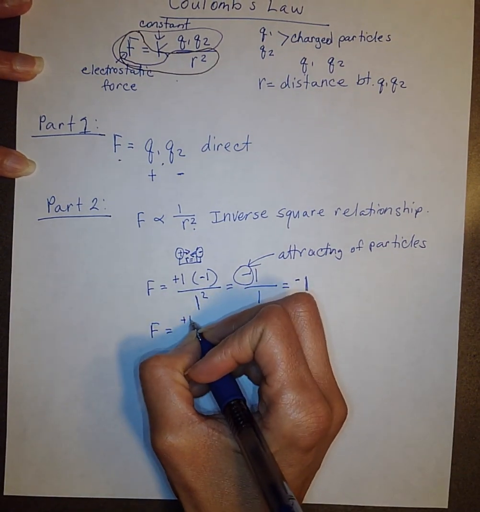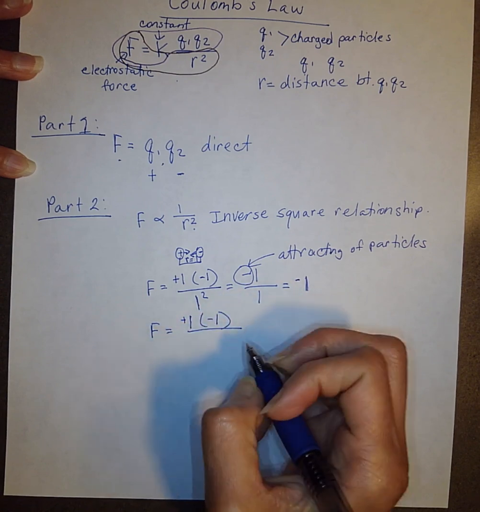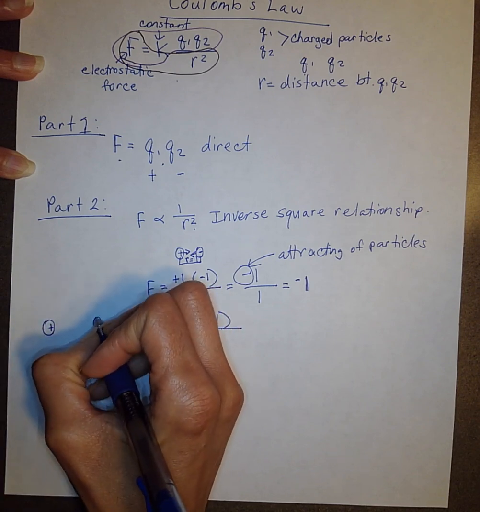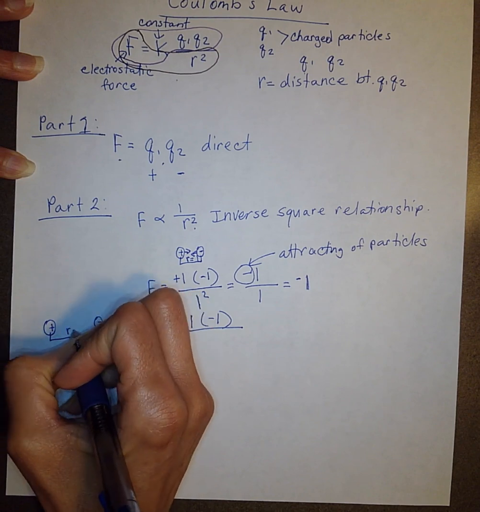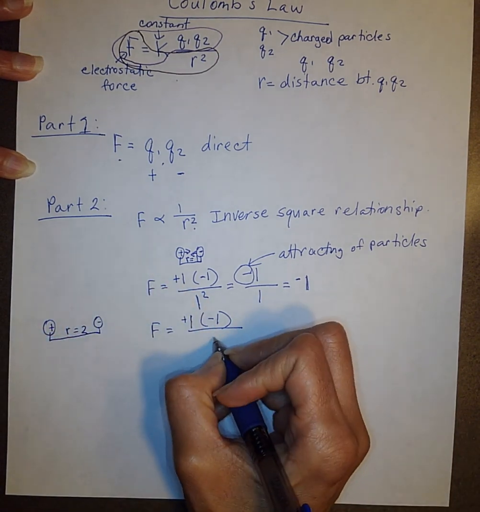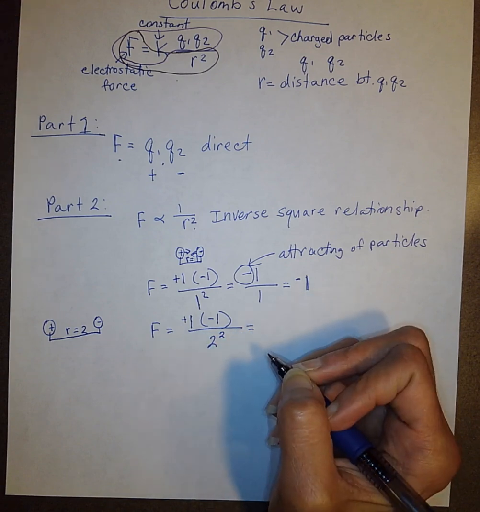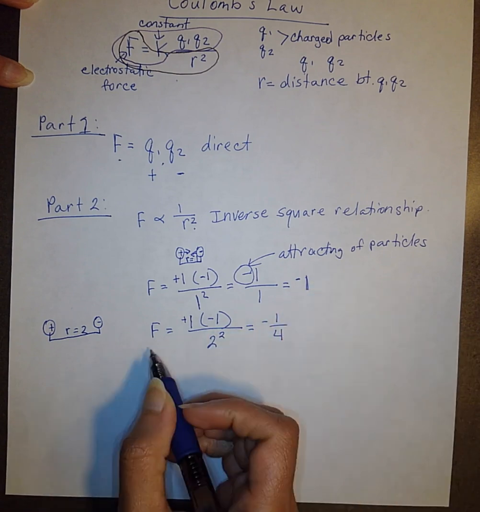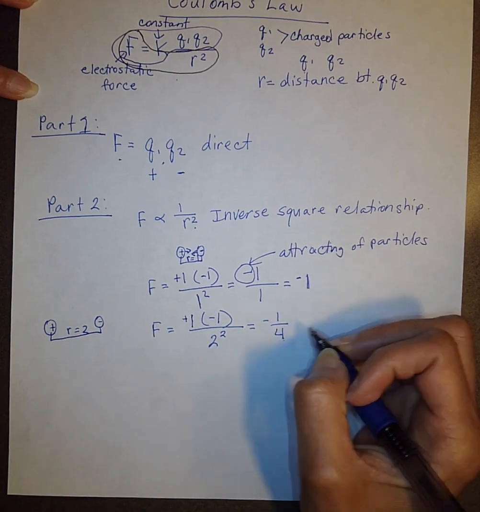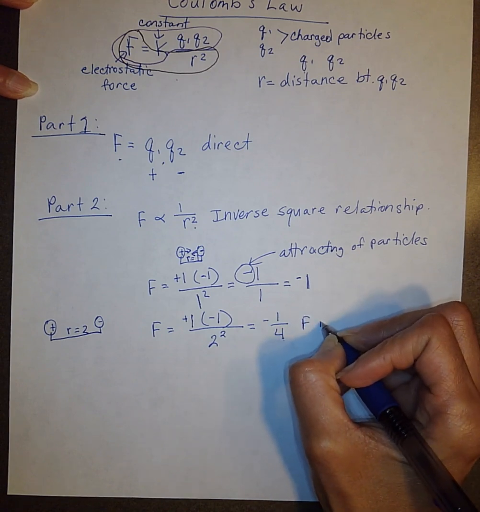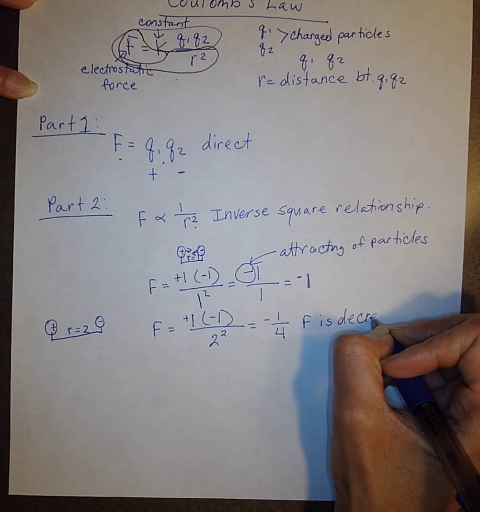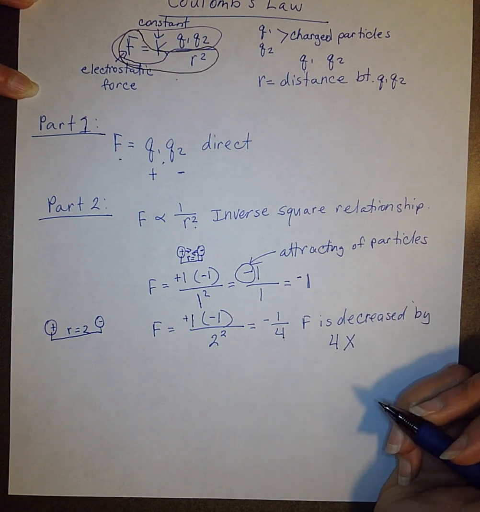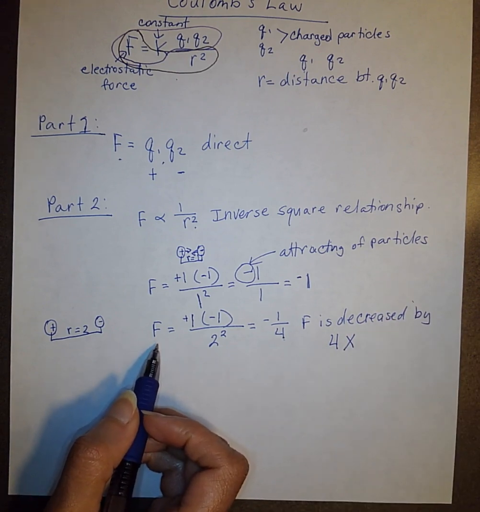Now you still have 1 proton and 1 electron, but let's say that the proton and the electron are somewhat away from each other, and we'll say that the r value is 2. Notice how much that does influence the force. Now this 1/4 actually means that the force is decreased by 4 times. So the force is actually 4 times less than it was.